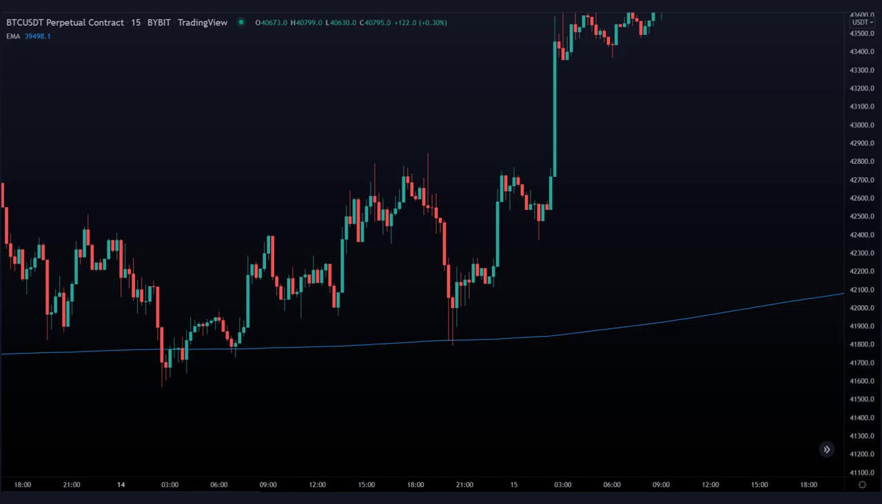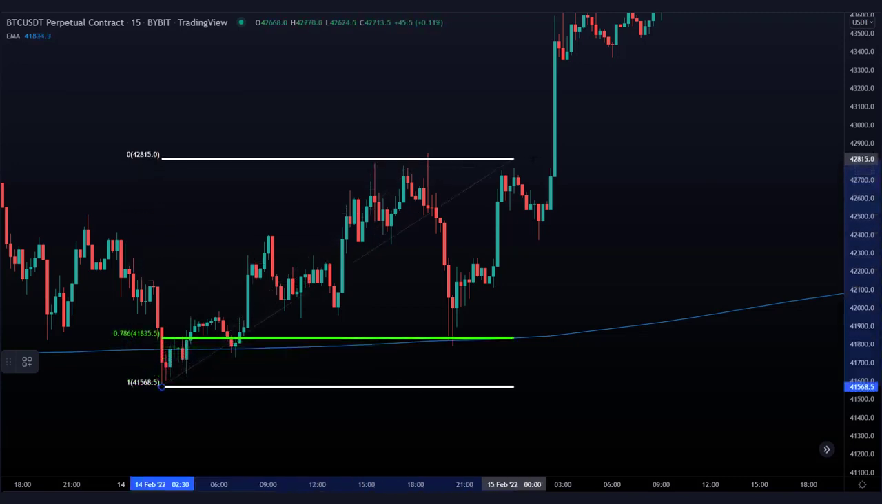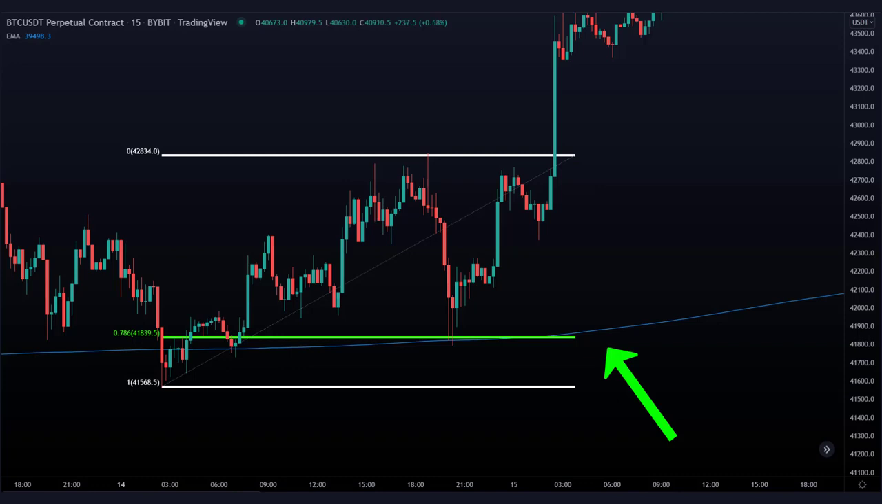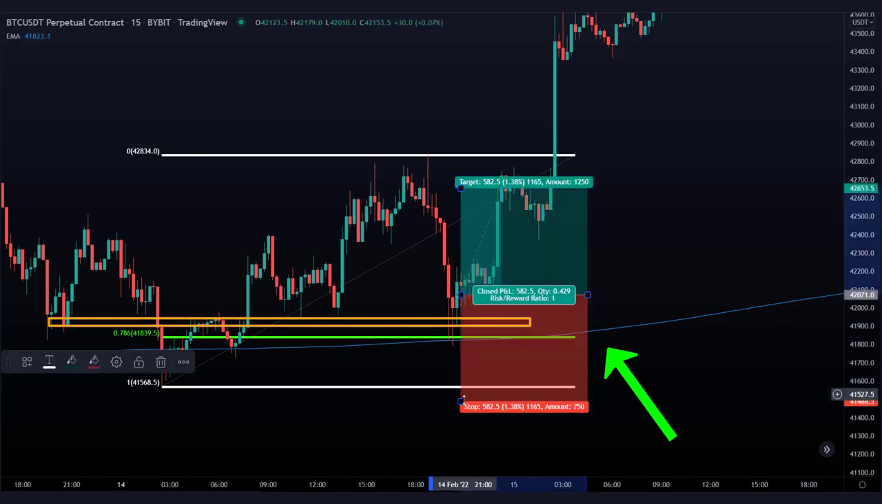Let's look at another example. Here on the chart we see a clear low followed by a clear high. So we can pull out the Fibonacci. Once we've done that, we see in this case that the 200 moving average also ends up at the 0.786 level. In addition, we see another support level which also lands exactly on the 0.786 level. So here too we can open a position with 3 confirmations.